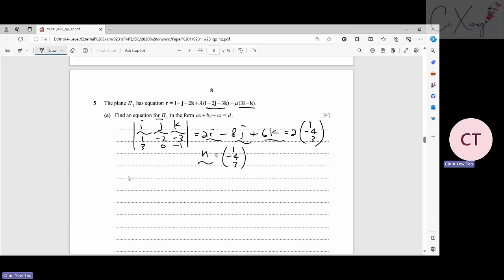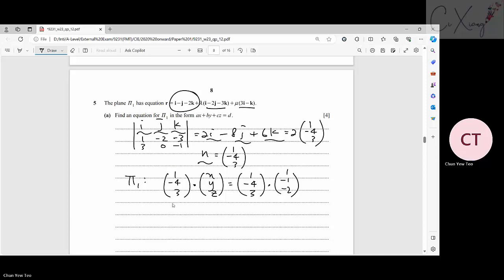Then the equation of plane for pi 1. Usually I will just write 4 brackets like this over here. This is the normal. This is the xyz. This will be the fixed point. The fixed point will be here: 1, negative 1, negative 2. Expand.